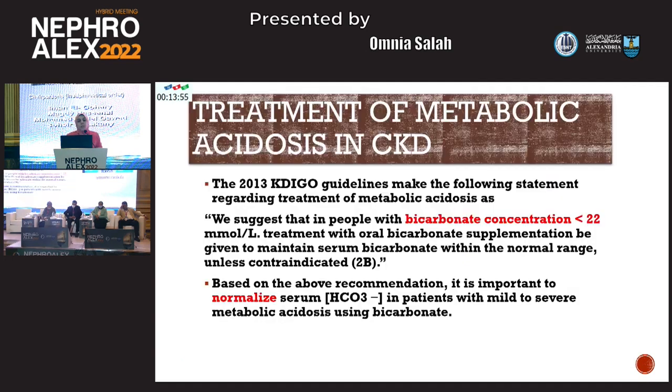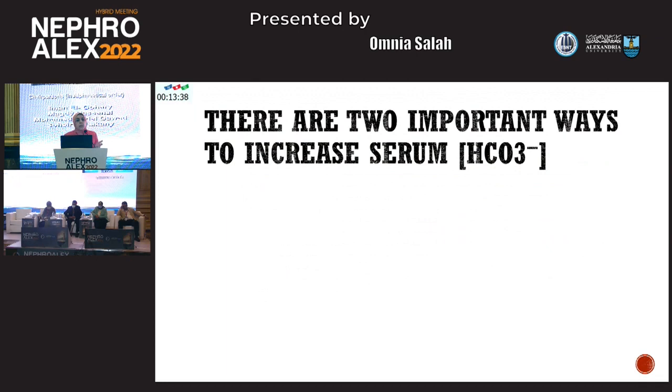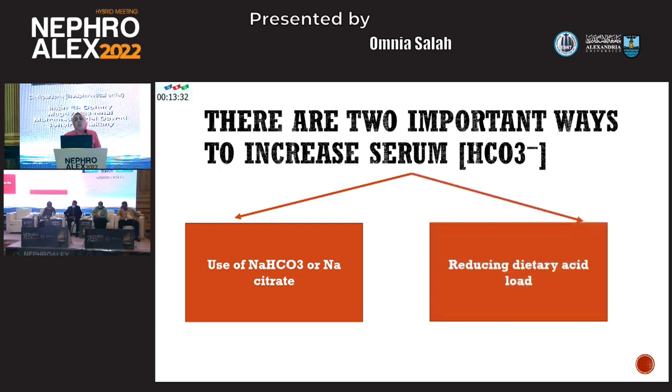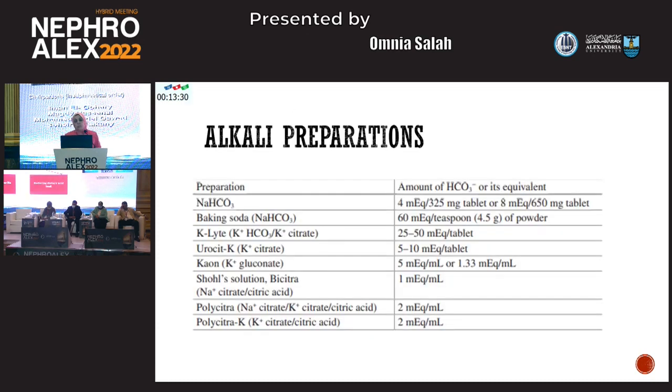So how to treat? The KDIGO guidelines 2013 make the following statement. We suggest that in people with bicarb concentration less than 22 millimole per liter, treatment with oral bicarbonate supplementation be given to maintain serum bicarb within the normal range unless contraindicated. So we have to normalize the serum bicarb. We have two important ways to increase serum bicarb, either to use sodium bicarb or sodium citrate sometimes, or to reduce the dietary acid load.